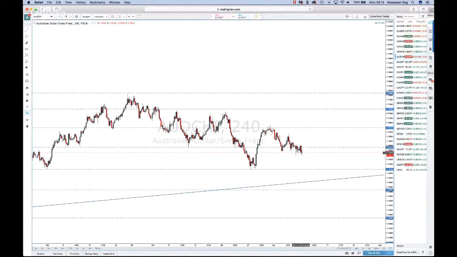Equally, if the market rallies off from here, we'll then wait for it to come back to this sort of area before we buy again. At the moment, there's no trade on the table, but there does look like there could be some nice opportunities.